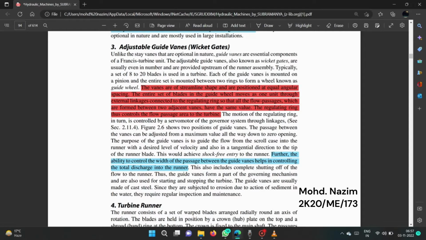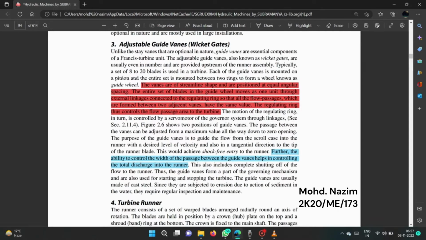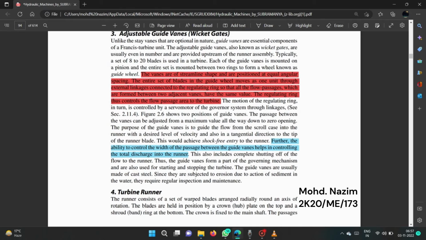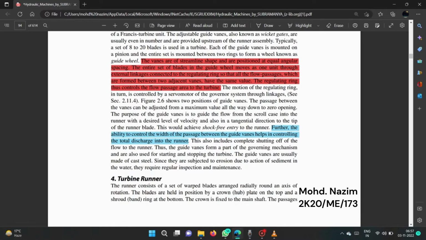The guide wheel is also known as the wicket gate. The main function of a guide wheel is to guide the water towards the runner. The water flow must be at an angle and must have some incline, and that is appropriate for the design.